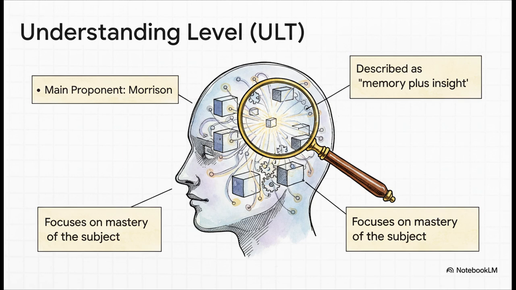Moving up a step, we get to the understanding level. The key phrase here is memory plus insight. It's not enough to just know the date 1776. A student at this level gets why that date matters. They can explain the context, the causes, the effects. They're showing real mastery of the idea, not just the fact.